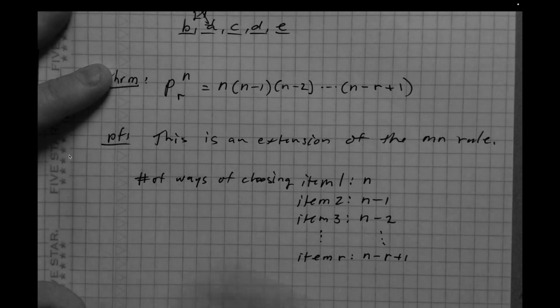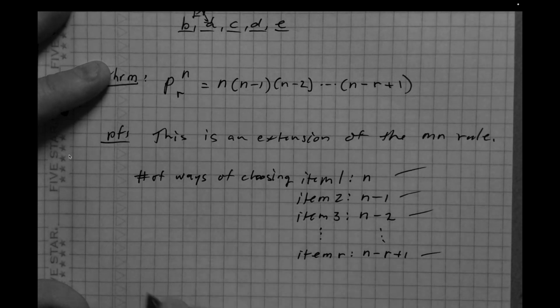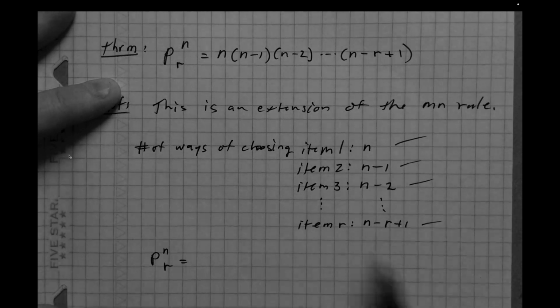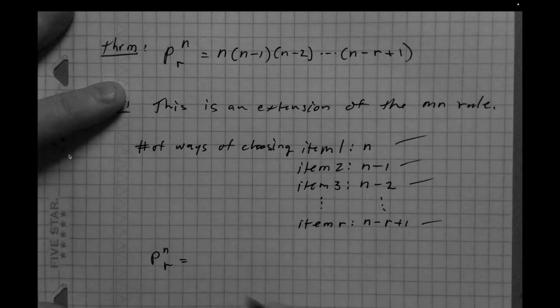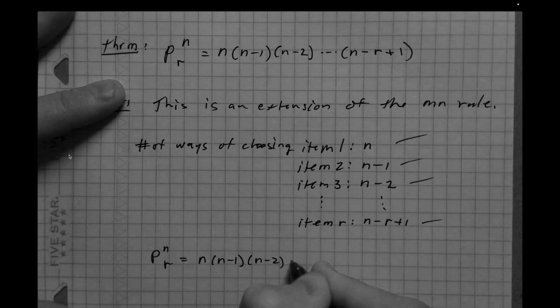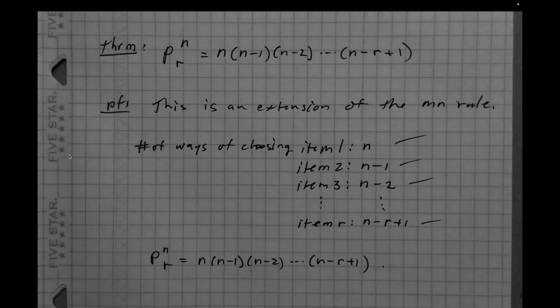And so this is group 1, group 2, group 3, group 4. So P(n,r) is just equal to the product of this. That's the mn rule side of things. So n times n minus 1 times n minus 2 dot dot dot n minus r plus 1. And so this is what P(n,r) is.